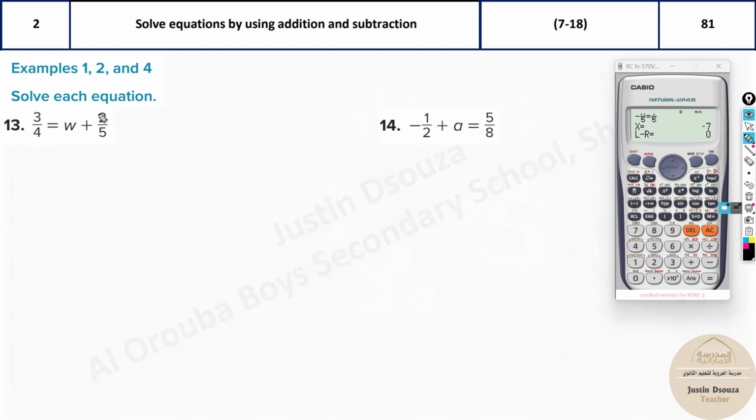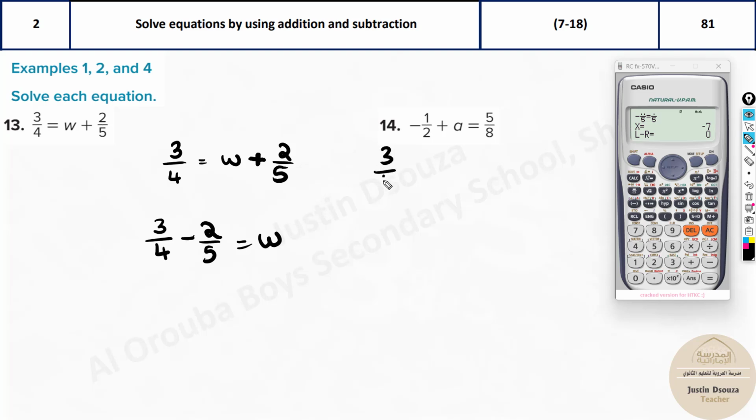When they take it to the other side, they think, okay, 5 will go up, 2 will go down. No, I will tell you the difference between that. Now let's take this question itself. 3 by 4 equals w plus 2 by 5. Can you see this plus sign? This means this is added to it. You can see this has been added, plus. When it goes to the other side, it will be 3 by 4 minus 2 by 5 equals w.